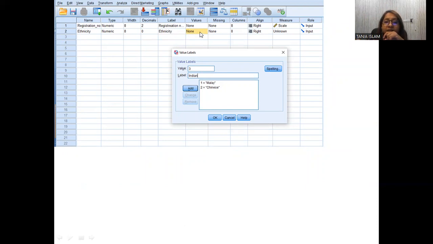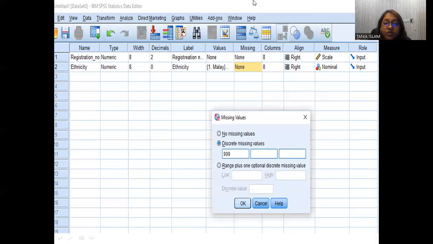Then the value is still not there, but I need to code the value. Suppose I have Malay, Chinese, Indian, others. So what I can do: Malay, value 1 here, label Malay, and then add. I already added it here. Then 2 Chinese, I add here. Then 3, label it Indian and add it here. So 3 equals Indian, and 4 I can put others and add here, okay. So it will automatically label. The coding is useful, okay.